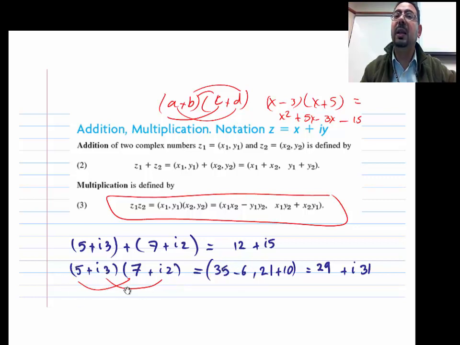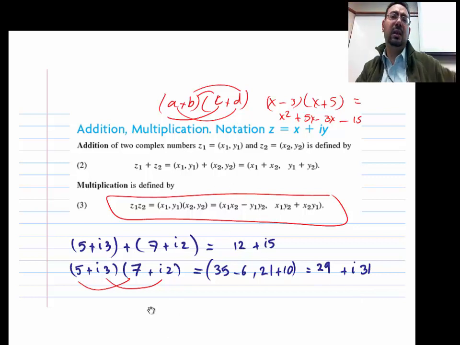And when you multiply this and this, the i stays, and this would be the imaginary part. So it becomes 21i plus 10i, and that would be the imaginary part. So multiplying those two together becomes 29 plus 31i. Question about this?